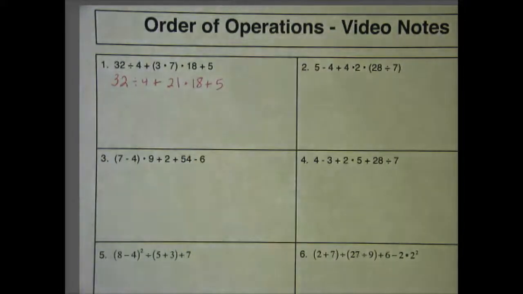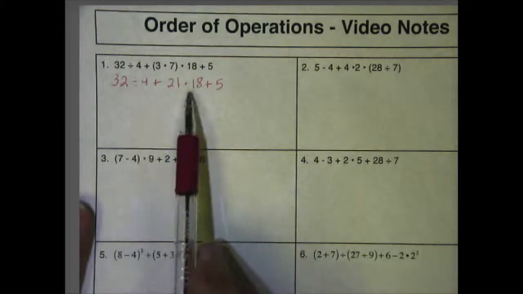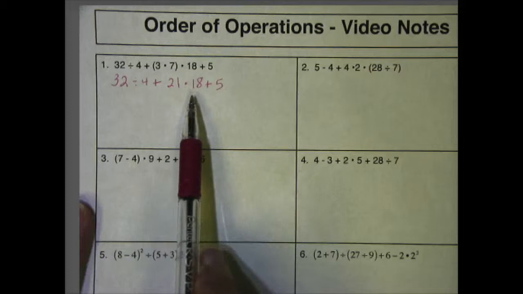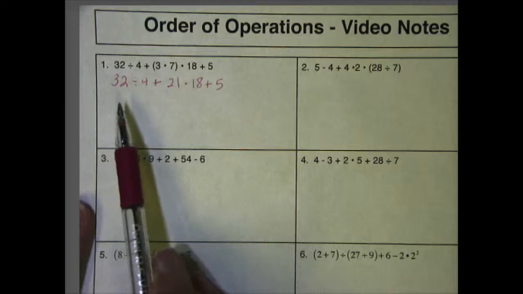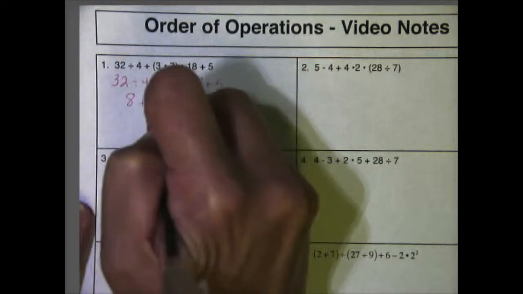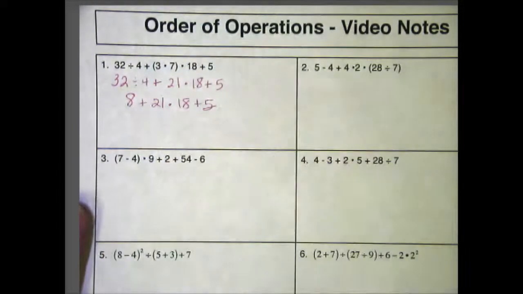So now that we found what we have for grouping symbols, the next step is to look for multiplication or division from left to right. Notice that I have a division problem and I have a multiplication problem in this expression. But I don't look for multiplication first. I go from left to right, and whichever one comes first is the one that I do. So 32 divided by 4 is 8, plus 21 times 18 plus 5.